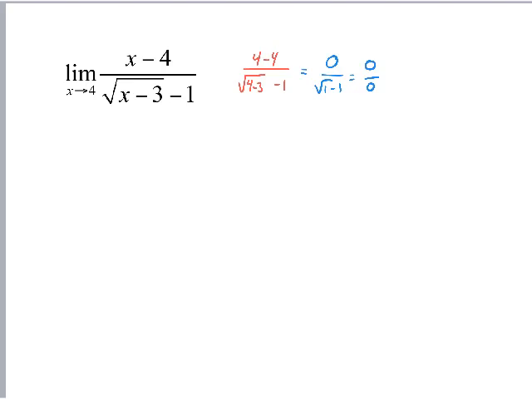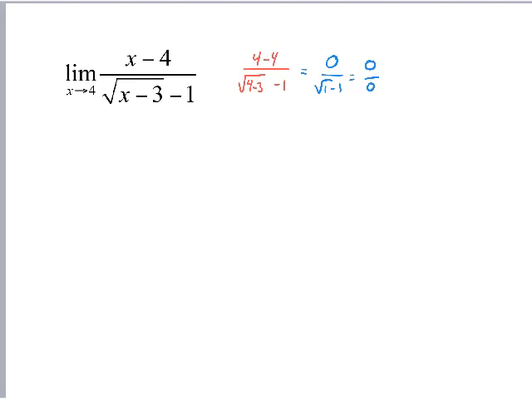So, okay, I need another method. This is not going to work. So, okay, let's think factor. Okay, I can't factor this. That's not going to work. Okay, so what do we do now? There's another method. What we're going to do is multiply top and bottom by the conjugate.